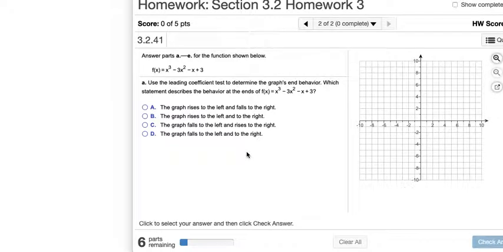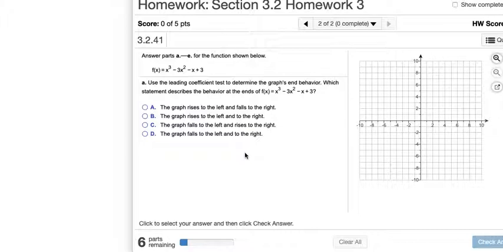In this video, I'm going to show you how to do one of the homework problems where you have to graph a polynomial in MyLab Math. Before you do the graph, they're going to want you to answer some questions. So the function we're graphing here is f of x equals x to the third minus 3x squared minus x plus 3. And the first thing we need to do is determine the end behavior.